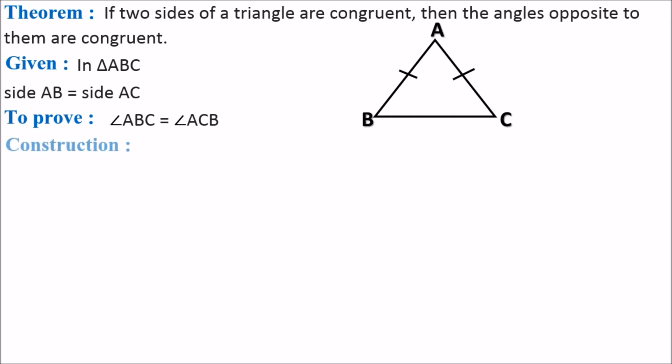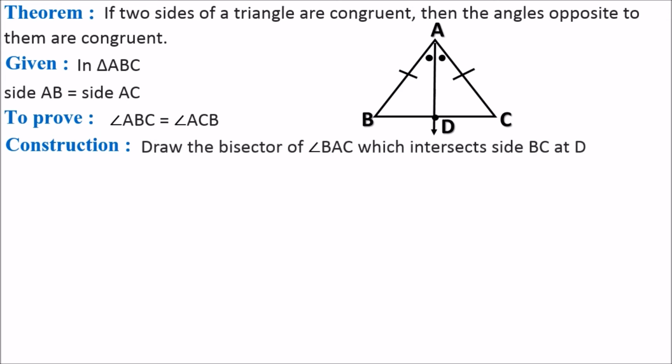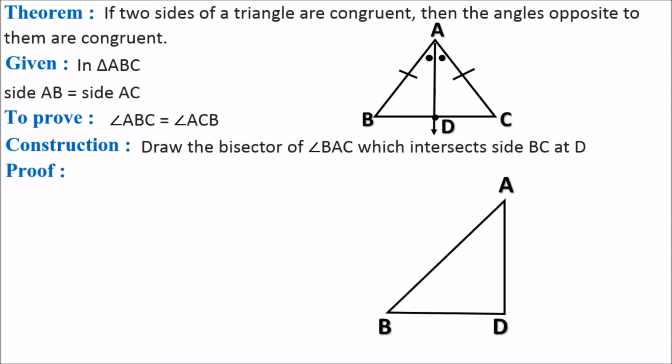Look at this figure. I have made here the bisector of angle BAC. So what is construction here? Draw the bisector of angle BAC which intersects side BC at D. Now we will go for the proof of it. So here we are going to prove triangle ADB congruent to triangle ADC.